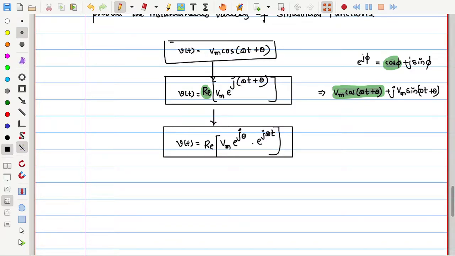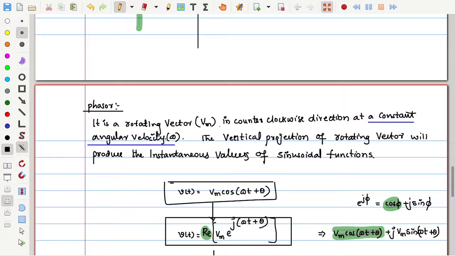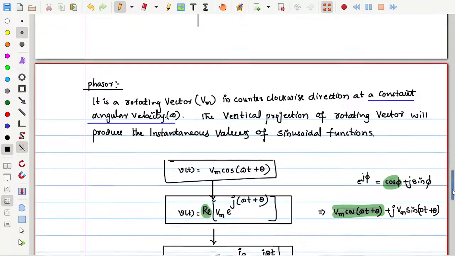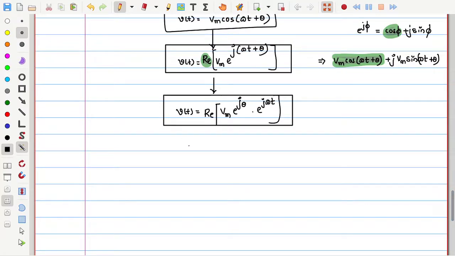Now in the next step, we don't want all these kinds of things, that e power j omega t we don't want. Why? Because omega does not affect our representation. We had seen that, because it is a constant angular velocity. As this parameter is constant, we can make this some new representation, which is V bar, equal to simply Vm e power j theta.